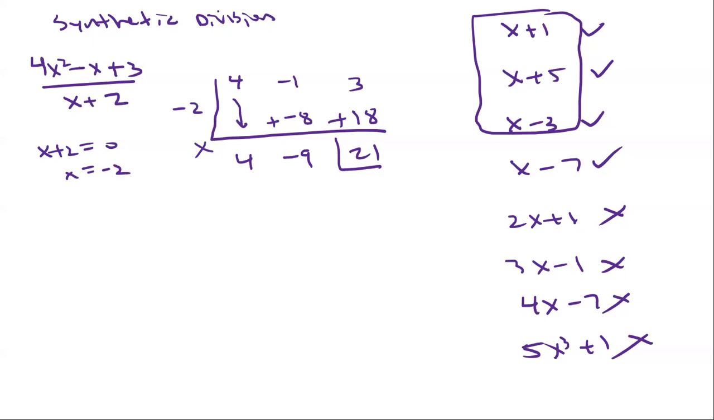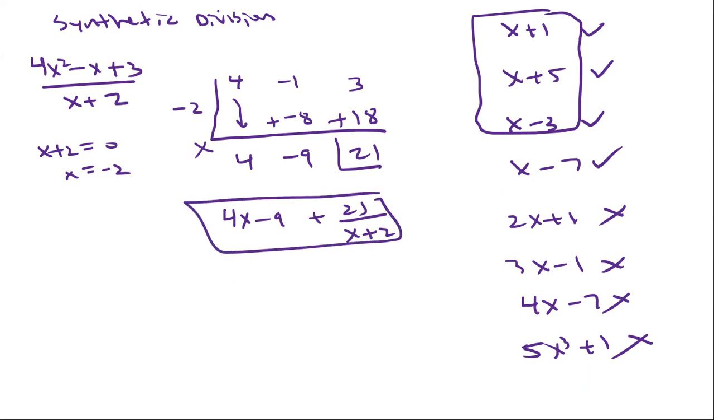Since I divided by an x term when the highest power is 2, this is going to reduce. Okay? So in this case, my answer is going to be 4x minus 9, and I have a remainder of 21, and then over x plus 2. Okay? So the answer to this is going to be this here. All right? Let me do another example.